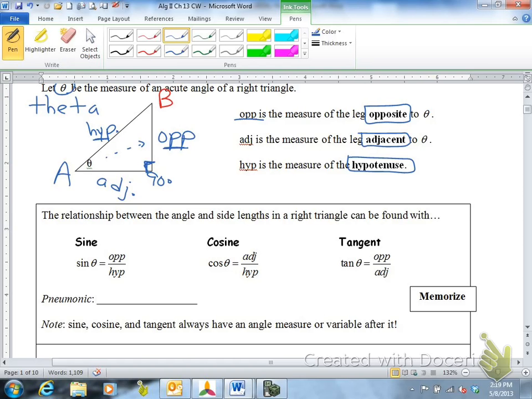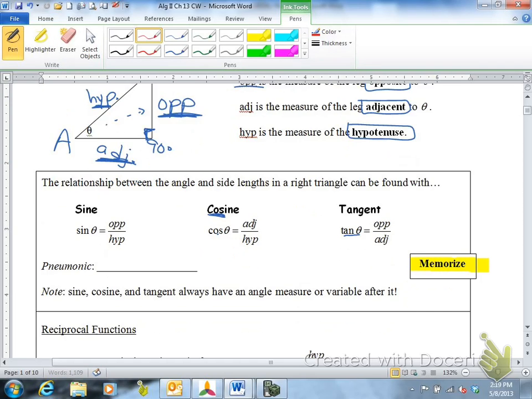Cosine, C-O-S, is the abbreviation. Cosine theta is adjacent over hypotenuse. So it would be adjacent over hypotenuse is cosine of the angle. And then the last type is tangent, T-A-N, and that's opposite over adjacent. So opposite over adjacent is tangent. I'd like you to memorize these 3.